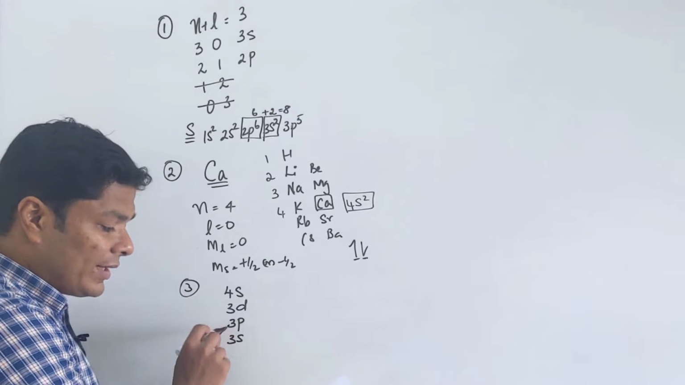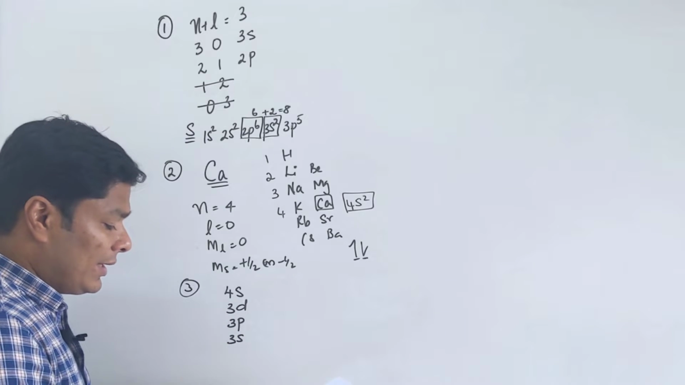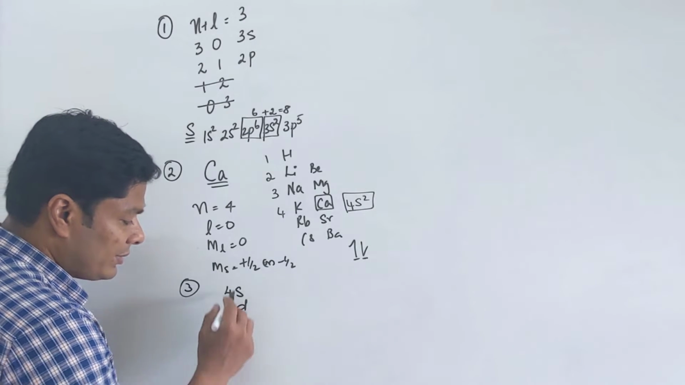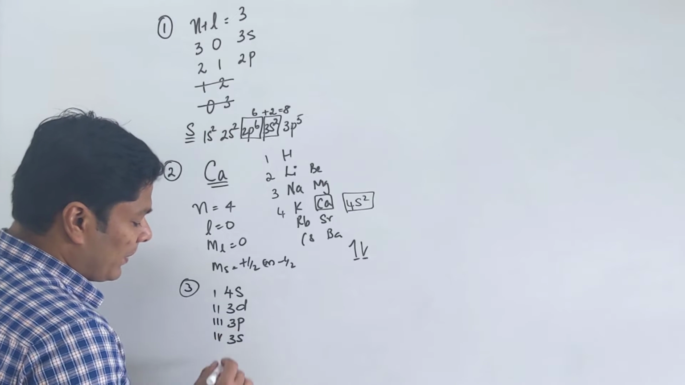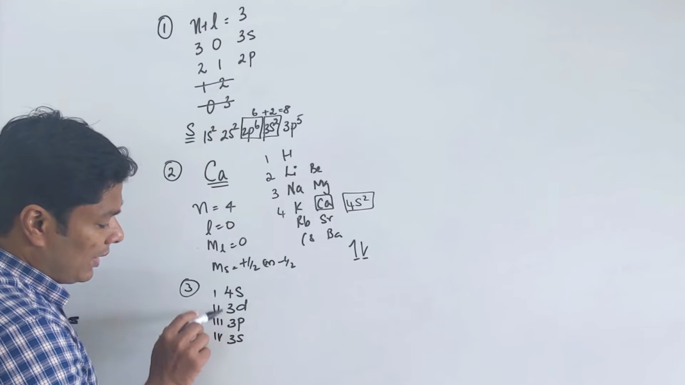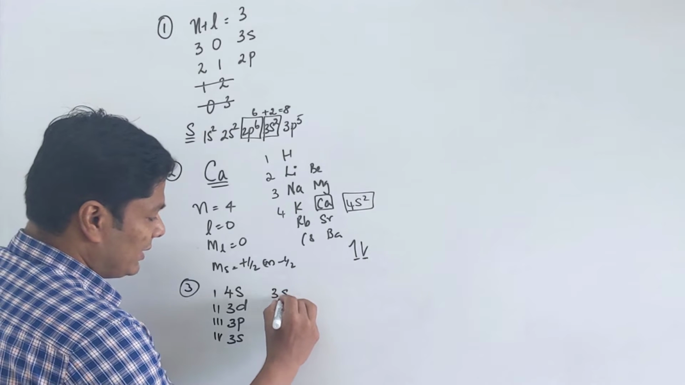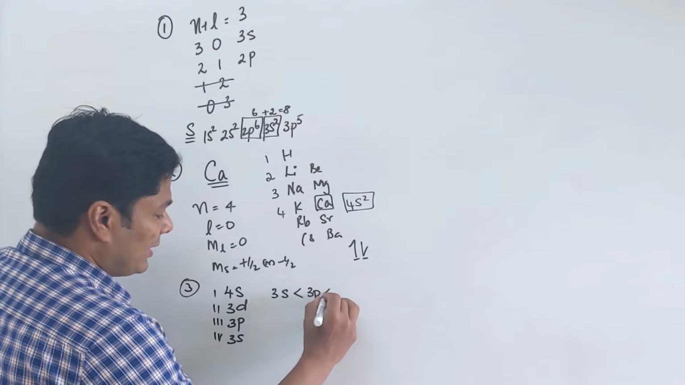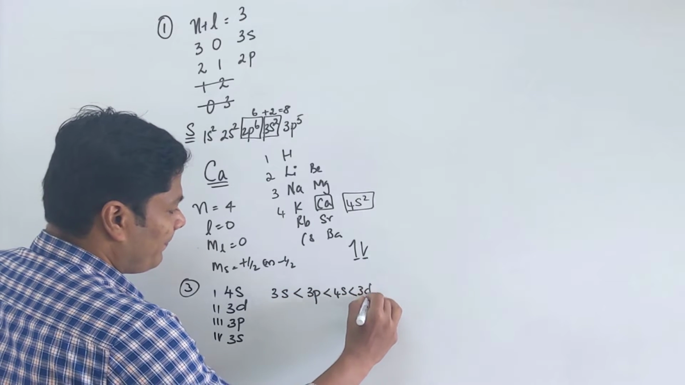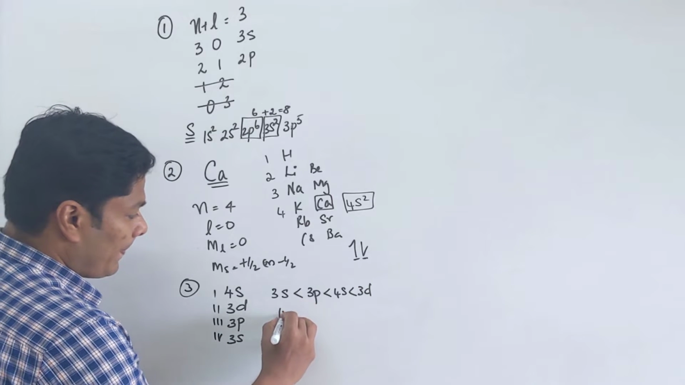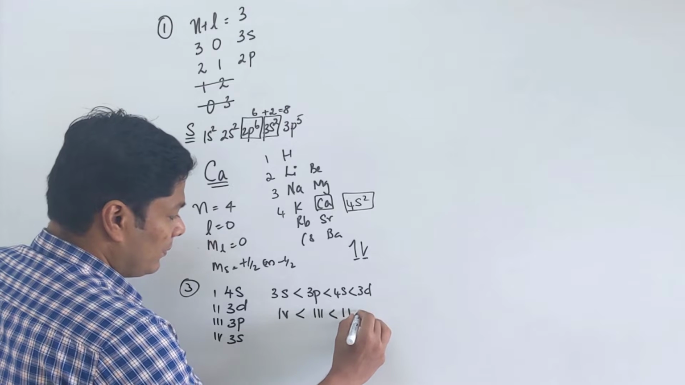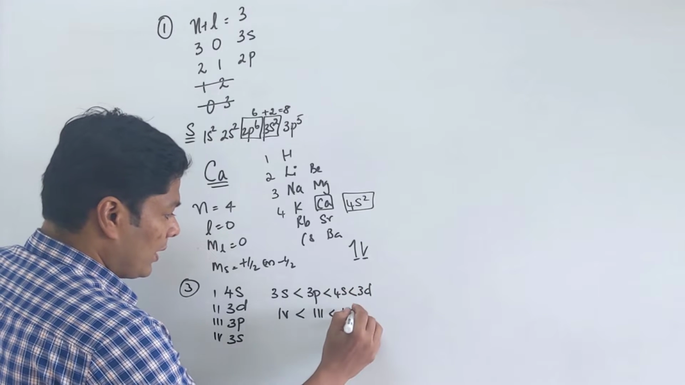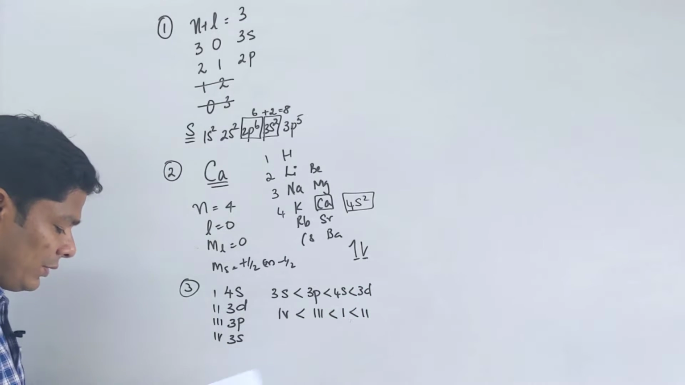It is better that you write it in the exam itself right next to the question, then arrange them in order of energy. Which has the highest energy? This is 1 2 3 4. What could be the lowest energy? Obviously 3s. So in energy, 3s is less than 3p, less than 4s, less than 3d. So 4 is less than 3, less than 1, less than 2.